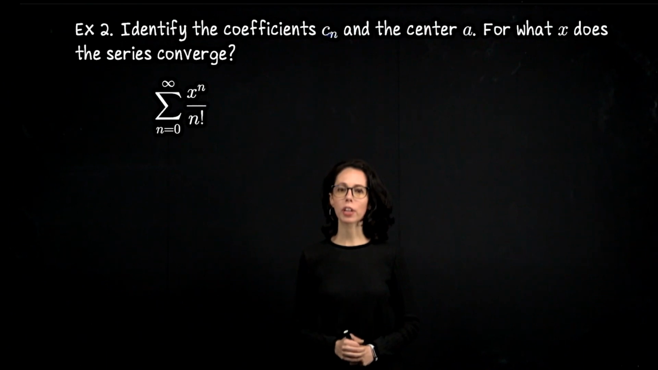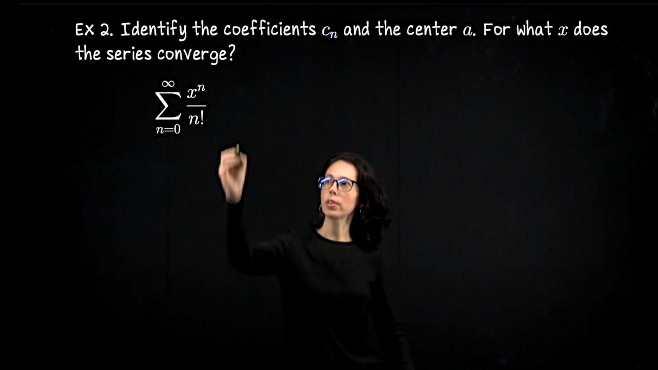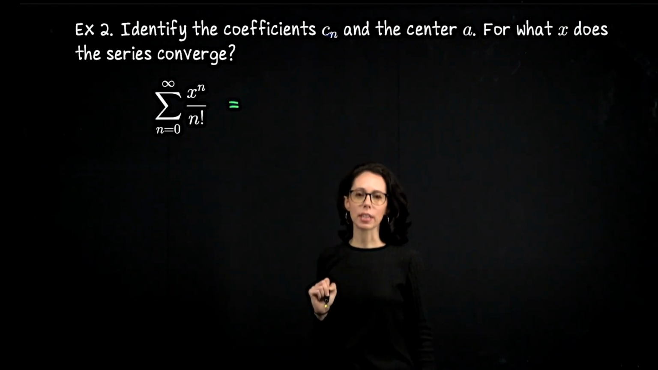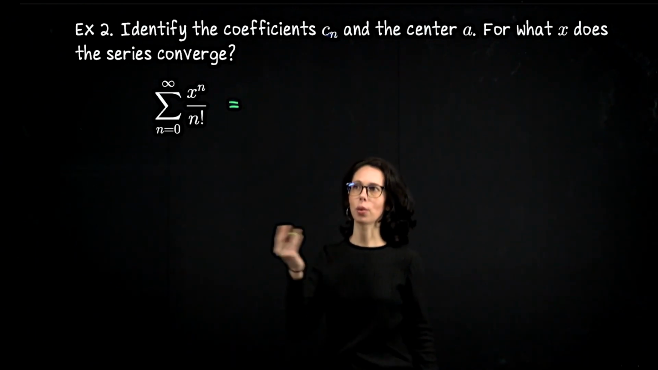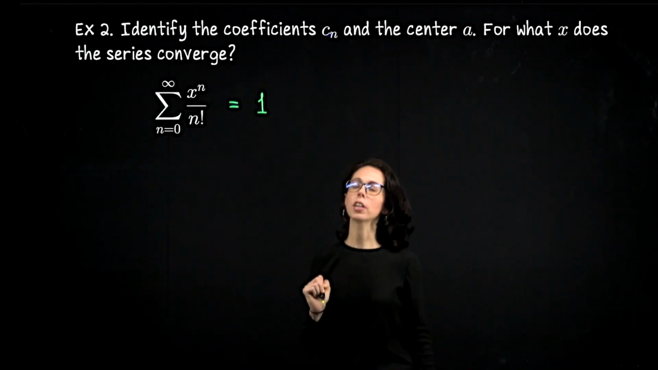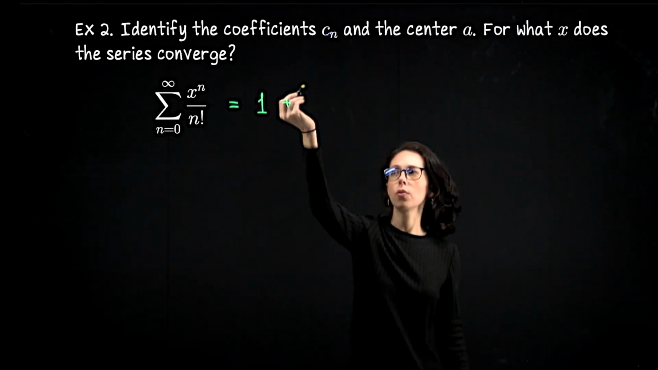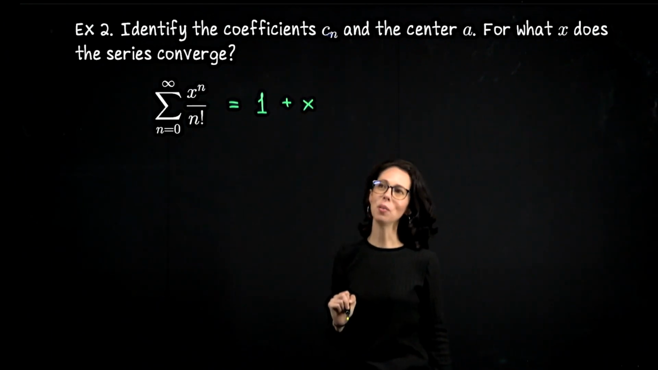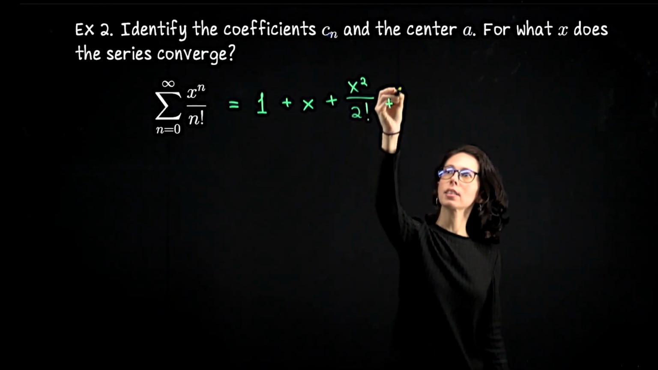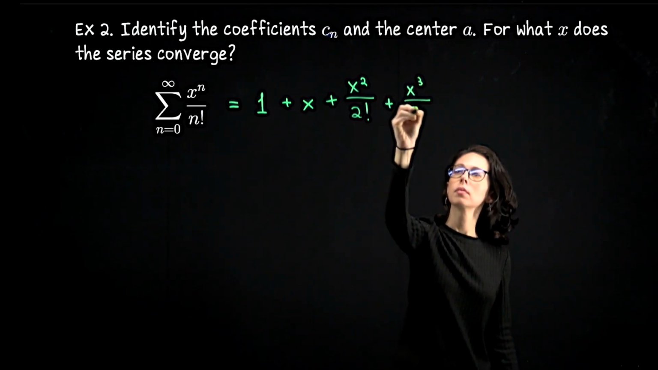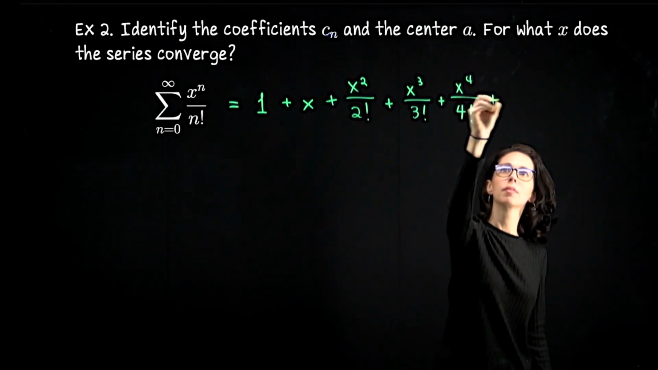In this example, we are looking at a power series whose terms have the form x to the n divided by n factorial. So again, if we start to write this out, when n equals 0, x to the 0 is 1, divided by 0 factorial. 0 factorial is 1, so 1 over 1 is 1. Okay, that's the first term in our power series expansion. When n equals 1, we get x over 1 factorial. Then x squared over 2 factorial, plus x cubed over 3 factorial, plus x to the 4th over 4 factorial, etc.